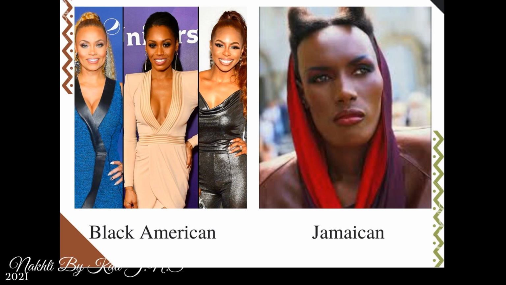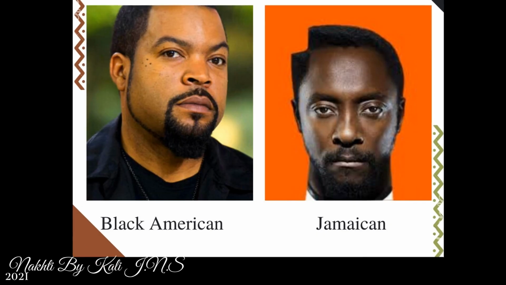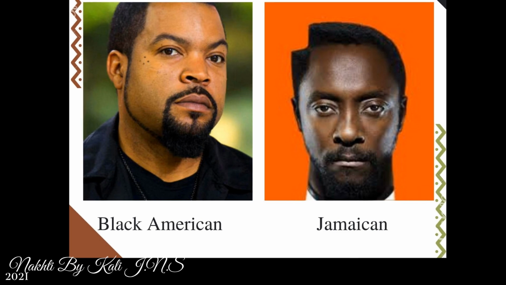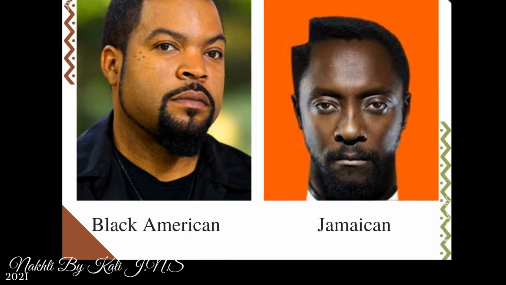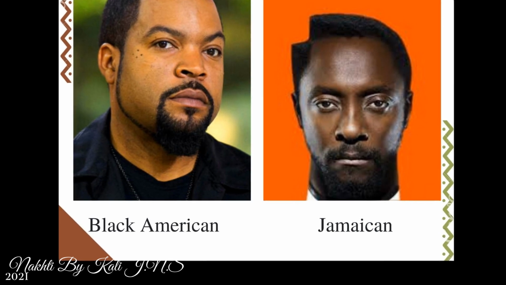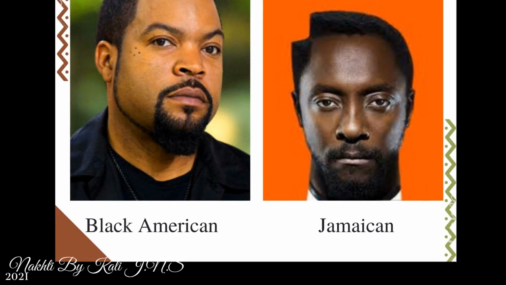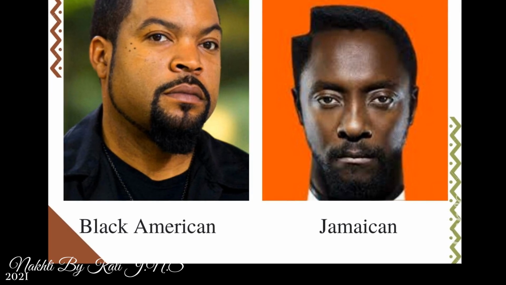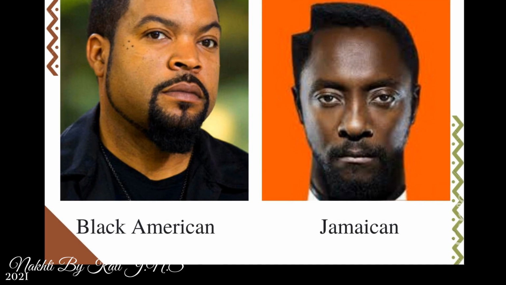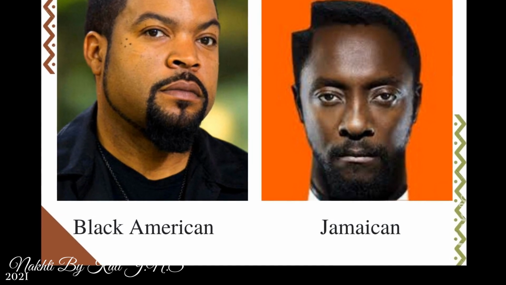So now we move on to another example. We see the beautiful Grace Jones, and we just see Black American women. And once again, you should be able to tell the different features. And then now we have one last example. And this is a Jamaican and a Black American. It says Ice Cube. We know who that is. And I think that this is will.i.am. I'm not sure. I know he's very famous. And once again, we should know the difference between the two.